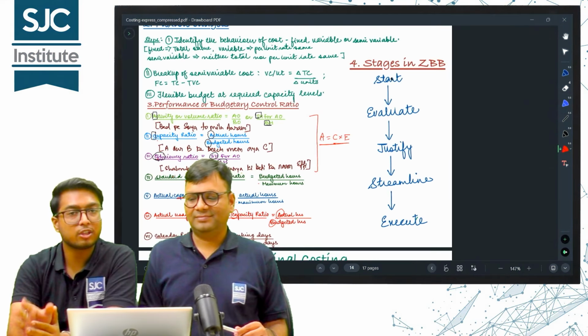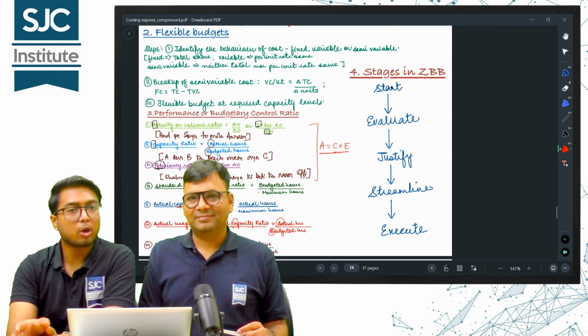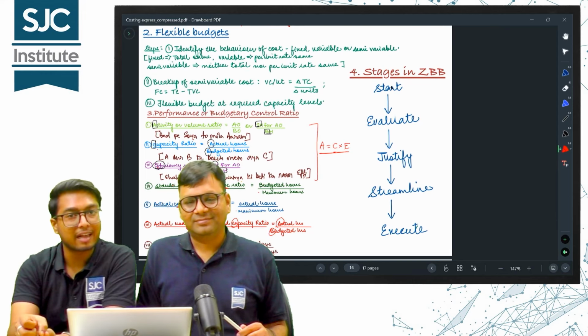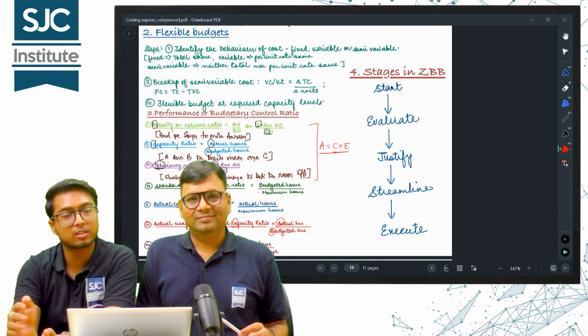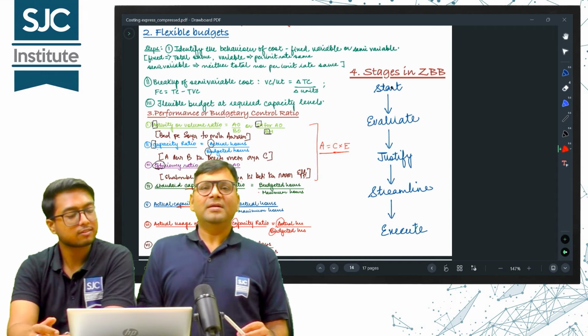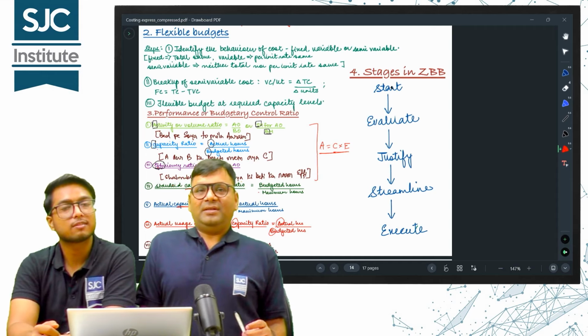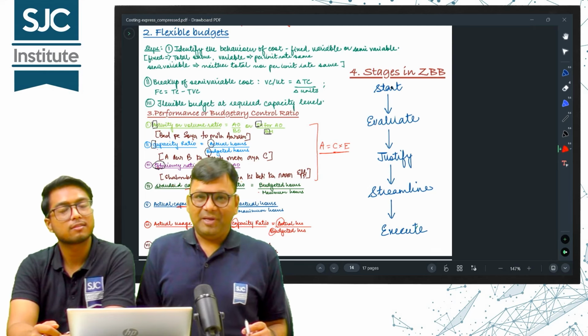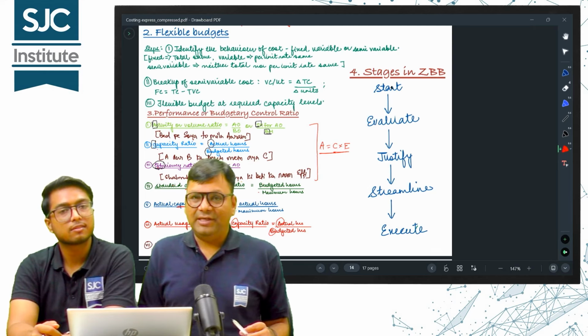ZBB is known as zero-based budget. Why? Because this budget is prepared from scratch. Means we take no base, zero base. That is why the name is zero-based budgeting. Very nice. In general, the budgets, the way they are prepared, are called traditional budgeting.